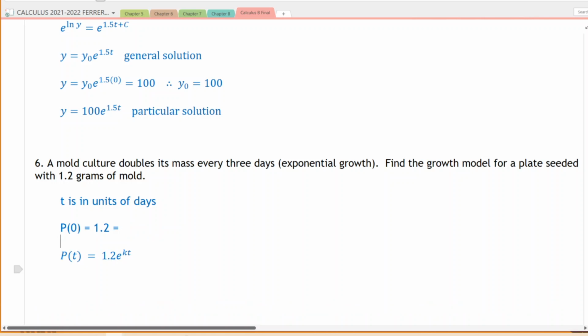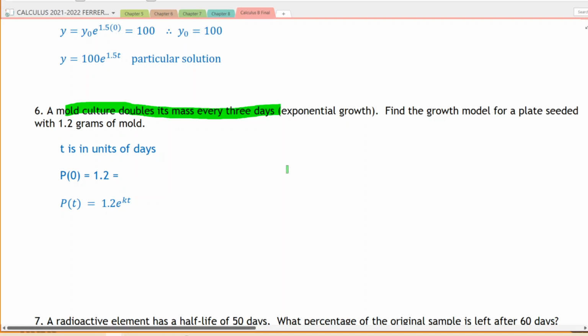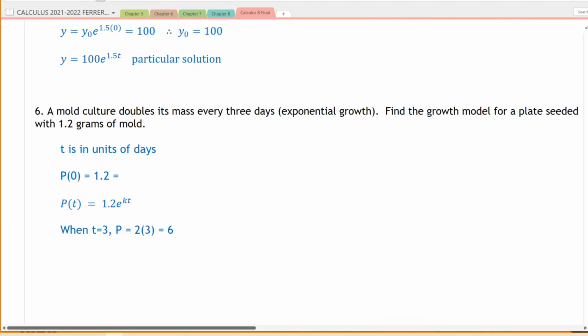Now in terms of equations, we have that the population, the amount of mold, is going to be equal to 1.2 grams multiplied by e to the kt. Now the next thing is that this mold culture is going to double its mass every 3 days. In other words, when t equals 3, the amount of mold will be double its initial amount of 1.2. So if we double 1.2, we get 2.4. So when t equals 3, P is equal to 2.4. Let's put that into our equation.